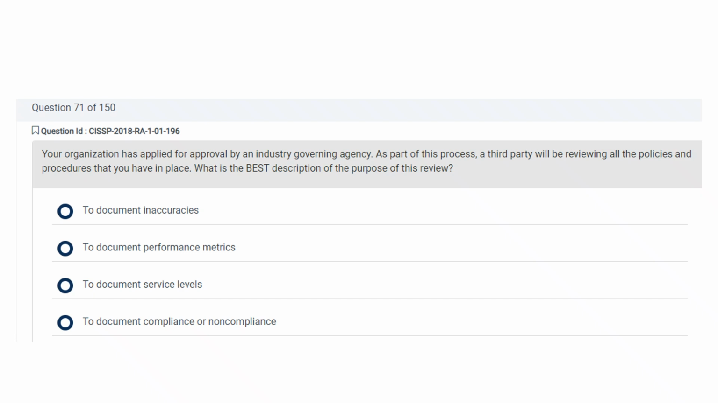Question 71. Your organization has applied for approval by an industry government agency. As part of the process, a third party will be reviewing all the policies and procedures that you have in place. What is the best description of the purpose of this review? To document inaccuracies, to document performance metrics, to document service levels, or to document compliance or non-compliance.